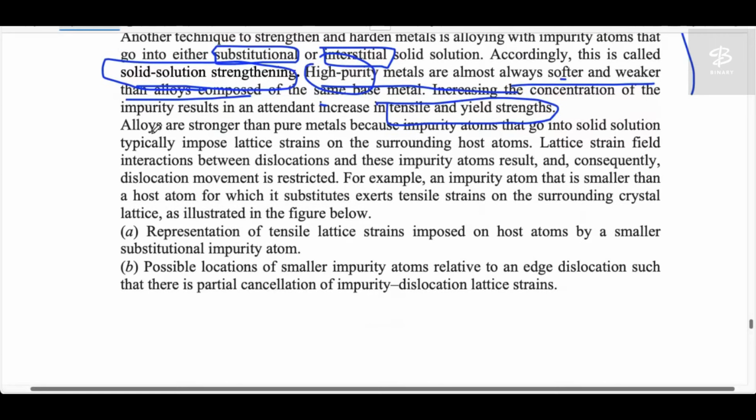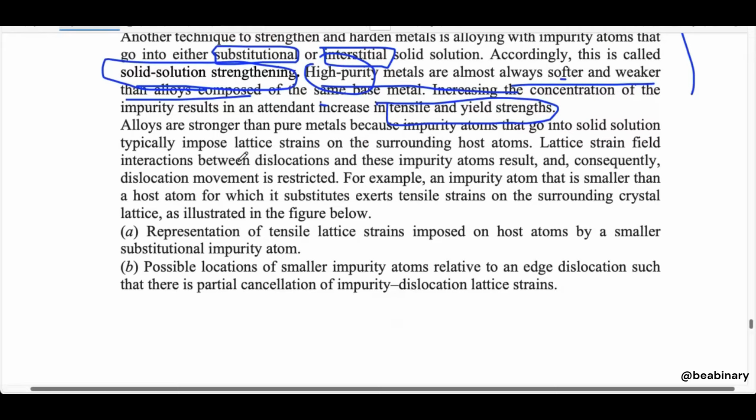So alloys are stronger than the pure metal because the impurity atoms that go into the solid solution typically impose lattice strains on the surrounding host metal atoms. You know what strain is? Strain means the change in the position. You can see how long you can stretch something. So change in the position divided by the original position is known as your strain.